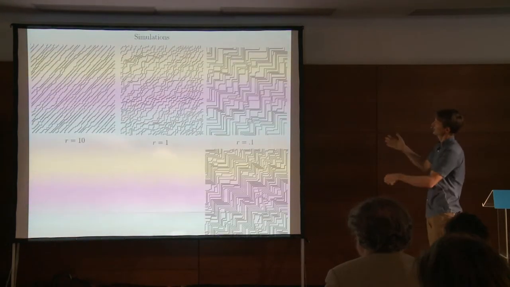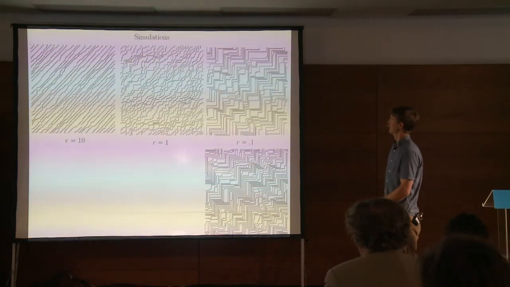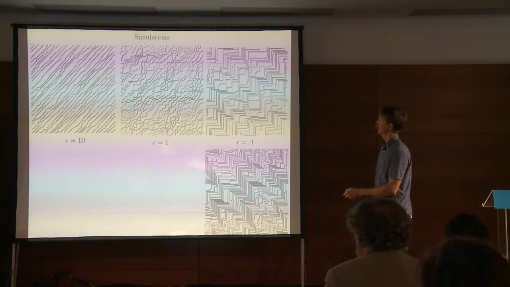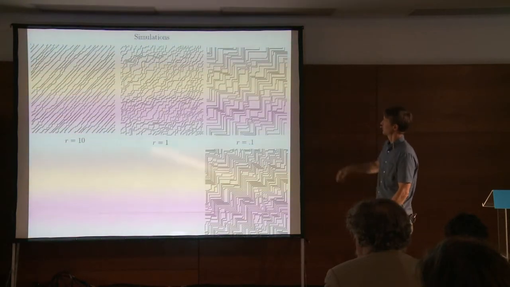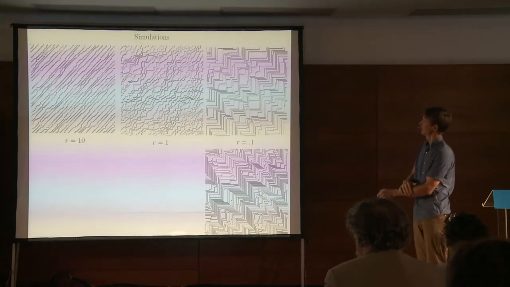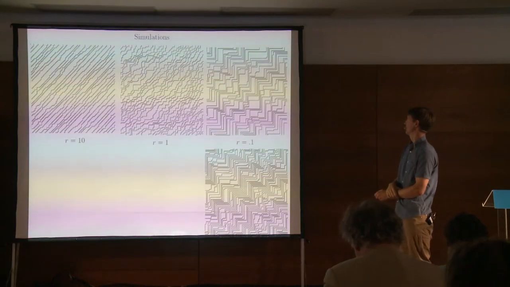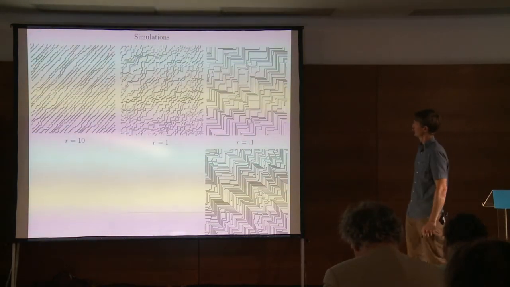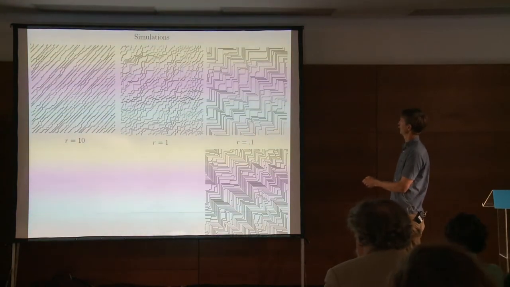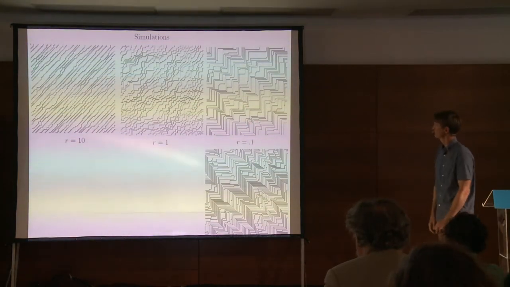All right, so here are some simulations. Here's r equals 1 again. If I make r very large, then each path wants to have lots of corners, so it wiggles back and forth quite a bit. If I decrease r, then the paths don't like to have corners, because corners penalize your weight, and so the paths like to go straight for a long time.